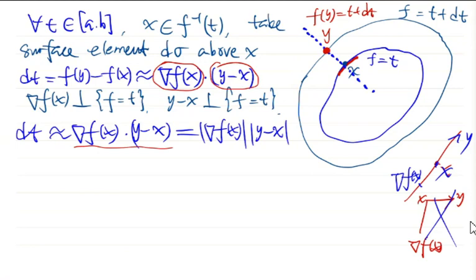From this, we see that the norm of y minus x equals dt divided by the norm of the gradient of f at x. Now we consider this small cylinder. This is a volume. The volume of this we denote by dV.